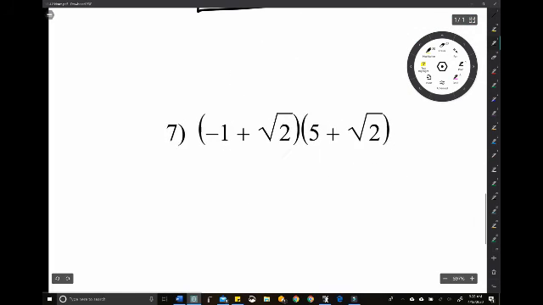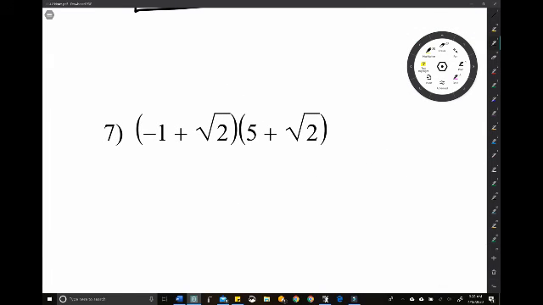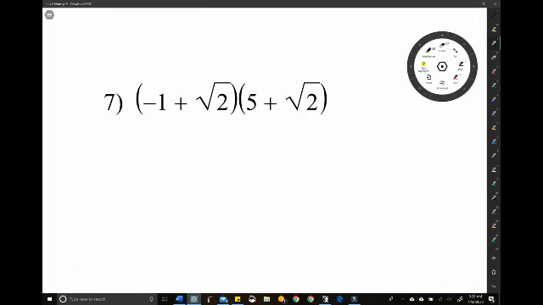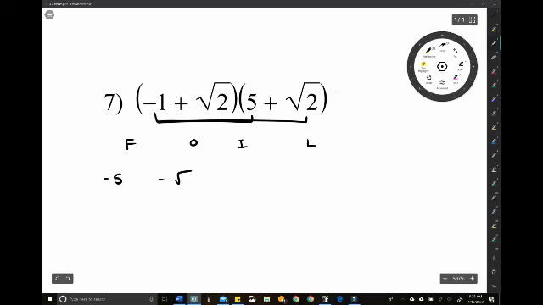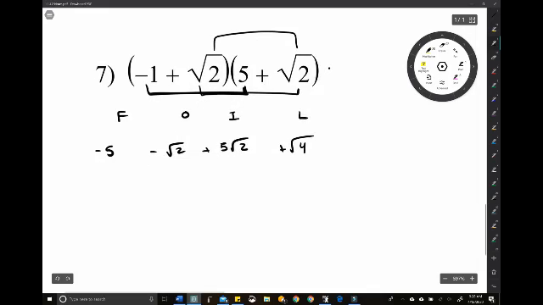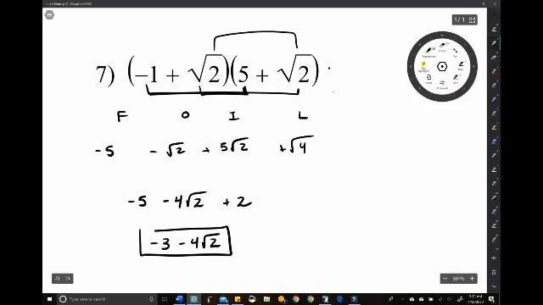Okay. 2 more examples. Again, how about you pause and try this one out? Pause it, try it out, come back, and see what you get. Main idea, FOIL. First, outers, inners, lasts. Negative 5. Outers, minus root of 2. Plus 5 roots of 2. Plus root of 4. All right. Is negative 5 minus 4 roots of 2. Plus 2. And negative 3 minus 4 roots of 2. And that's it. How'd you do?